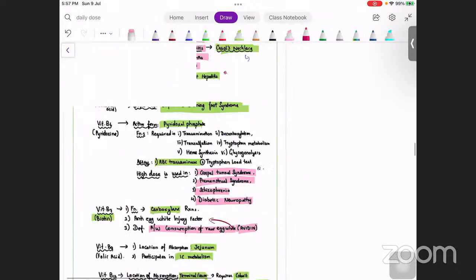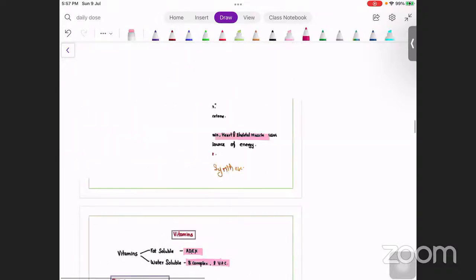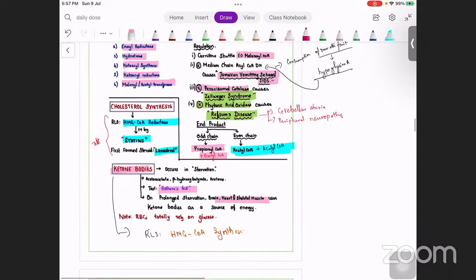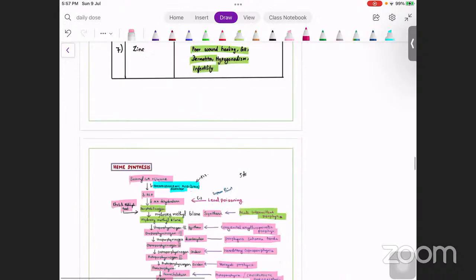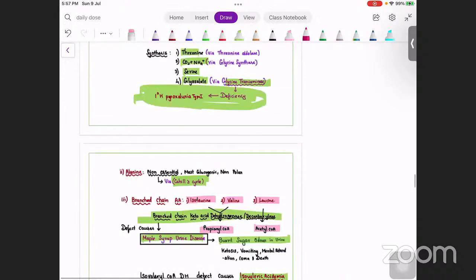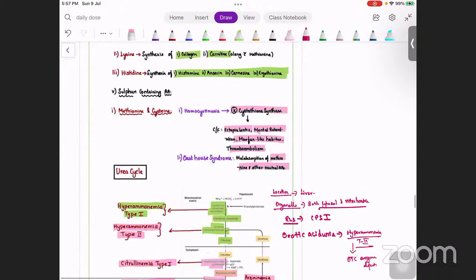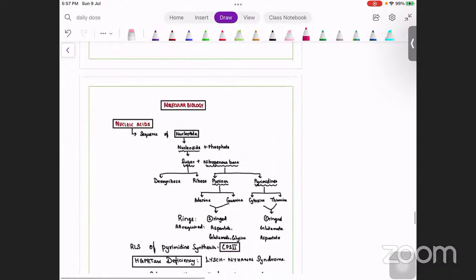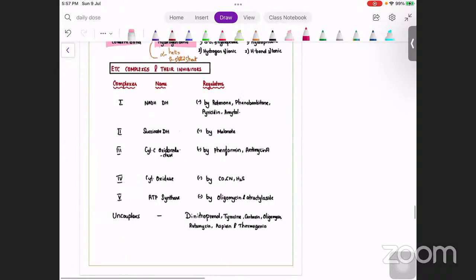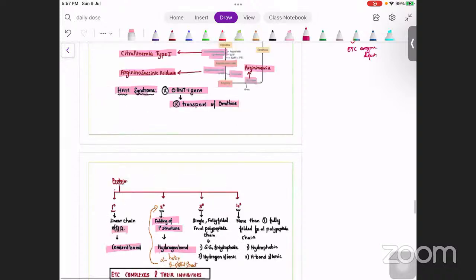So far, we have done carbohydrates, lipids, proteins, amino acids, vitamins, and miscellaneous important topics. The only topic left over is the electron transport chain, then molecular biology, and the remaining leftovers are pending. So we will do that after the break.